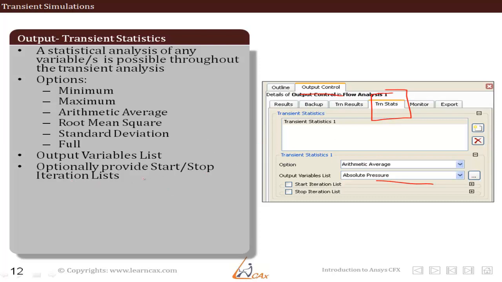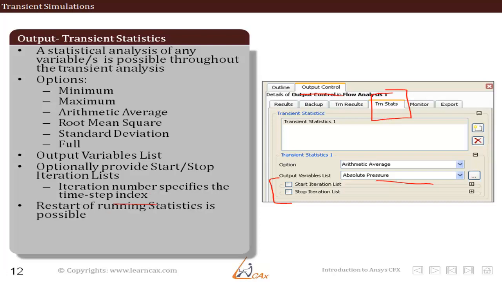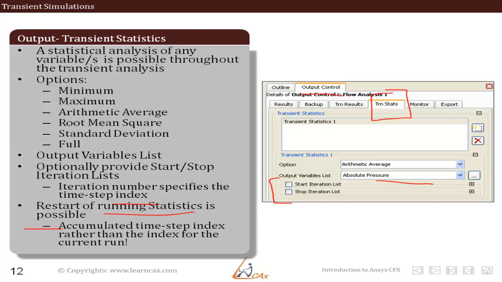Optionally, a start-stop iteration list is also there. That is, instead of calculating for the entire simulation, we can calculate from the 20th second to the 40th second, something like that. Iteration number specifies the time step index. Restart of running statistics is possible. The accumulated time step index rather than the index for the current run will be used in case of restart.